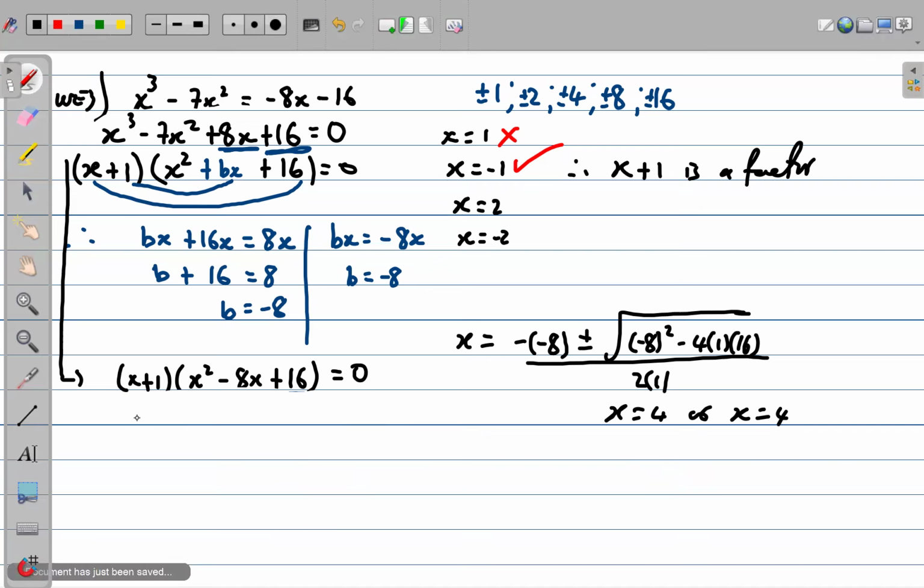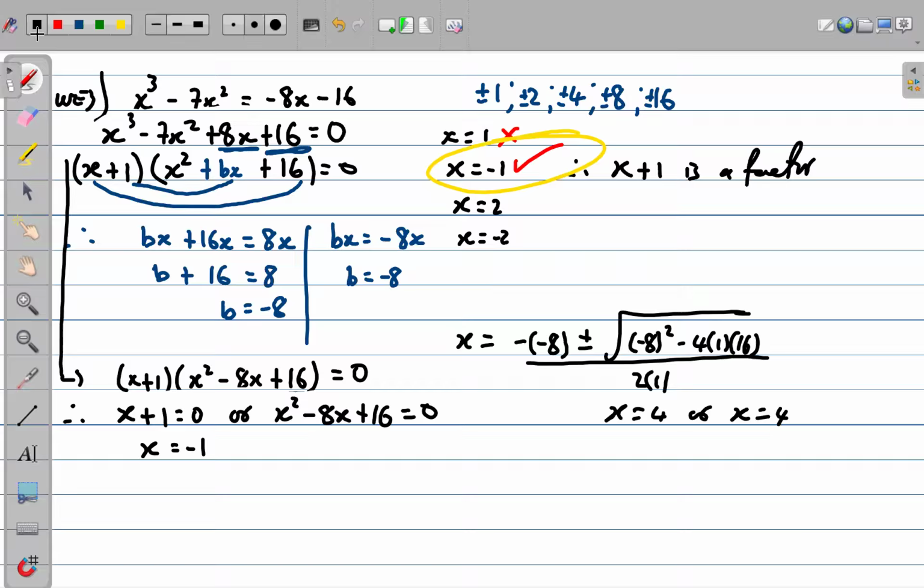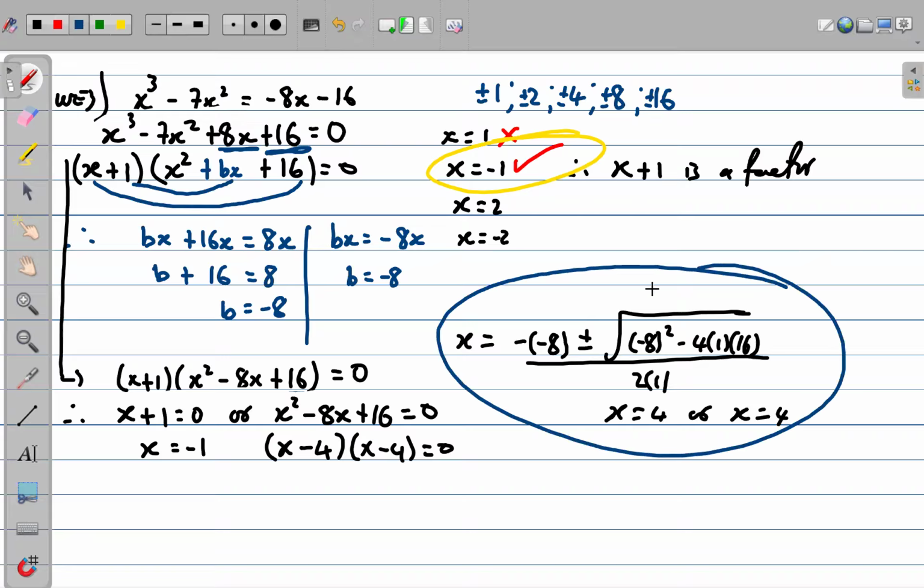From this step, you will then say, well, therefore, x plus 1 is 0, or the quadratic x squared minus 8x plus 16 equals 0. From this one, we get that x is negative 1, which we already confirmed in this step, so we are not surprised. From this one here, if you can factorize, you will notice that x minus 4 into x minus 4 are the factors. If you cannot factorize, please write this thing exactly as it is. So these are the two options, okay?